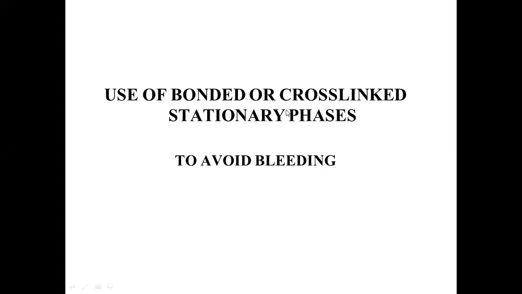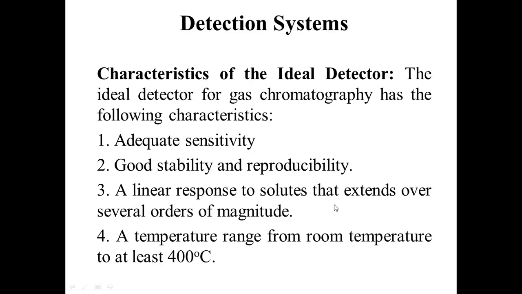So that's column bleeding. Column bleeding is nothing but, during the elution of the solutes, some amount or some volume of the liquid stationary phase is also going to leak out from the chromatographic column. That is called column bleeding. This column bleeding can be avoided by using a highly cross-linked stationary phase in the chromatographic column.